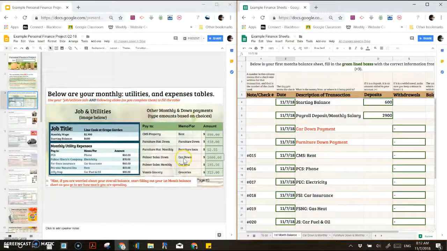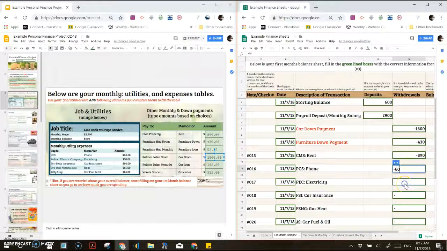So car and down payment is a one-time fee, and my car down payment was $1,600. And it's a withdrawal, so I need to make sure I have that minus mark. If I delete the minus mark on accident, I just click on the minus mark on my keyboard. So it was $1,600 for the down payment of the car, and for the furniture, down payment was $430. All right. My rent for my apartment was $890. My phone bill over here was $60.